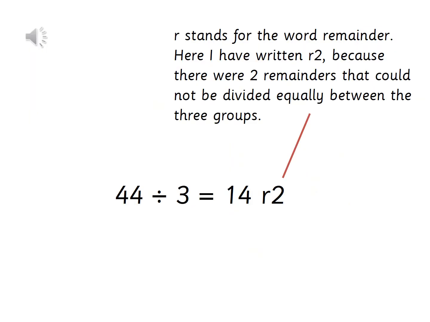Here I have written out the answer to the last question. 44 divided by 3 equals 14R2. R stands for the word remainder. Say that word after me. Remainder. I have written R2 in this case because there were two remainders that could not be divided equally between the three groups.